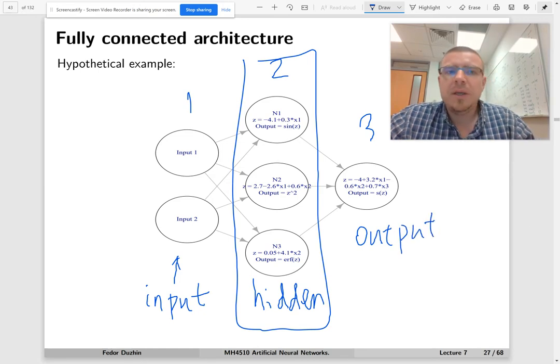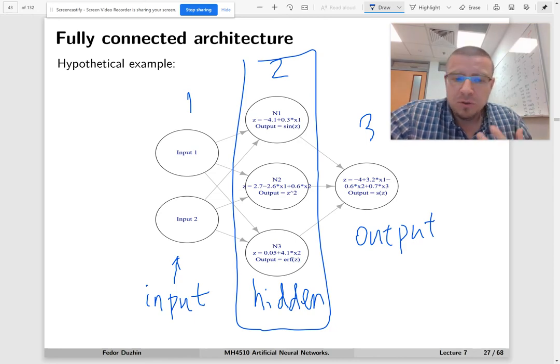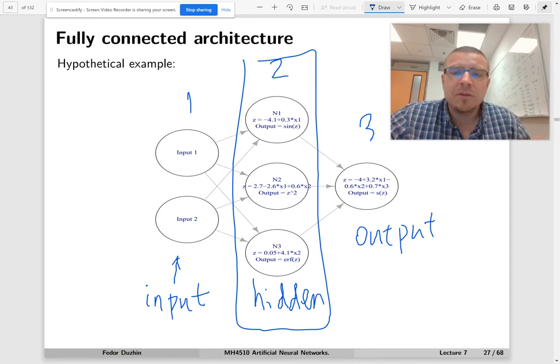So generally speaking, every fully connected artificial neural network has L layers. Out of them, 2 are the input layer and the output layer. So L minus 2 are hidden layers. So whatever is in between.